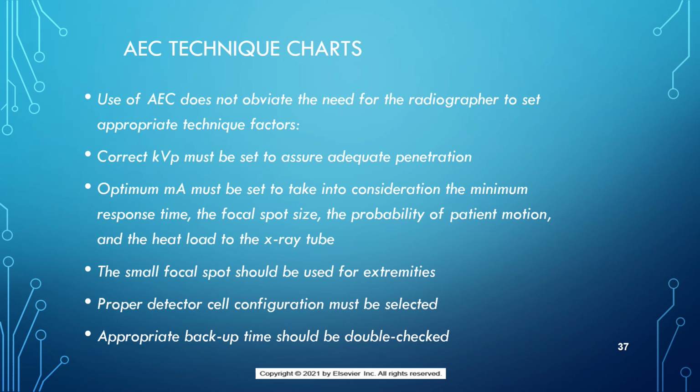It says small focal spots should be used for extremities. Again, I'm going to recommend do not use AEC past the shoulder in the upper extremity. So humerus down to the fingertips, you should be manual techniquing those. For the lower extremity, you can get away with using the center cell through the hip, through the femur, properly centered, and through the knee. But below the knee, you should be using manual technique. So tib-fib, through the ankle, through the foot, manual techniques. Proper detector cell configuration must be selected. Appropriate backup time should be double checked.